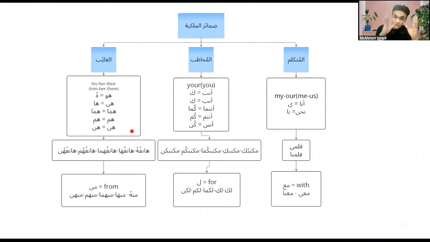But guys, don't forget, if I want to say they, I will add it at the beginning of the sentence. But if I want to say their or them, I will add it after the word and connect it. For example, let me write that. When I say they are girls, I say هن بنات. This is they are girls.